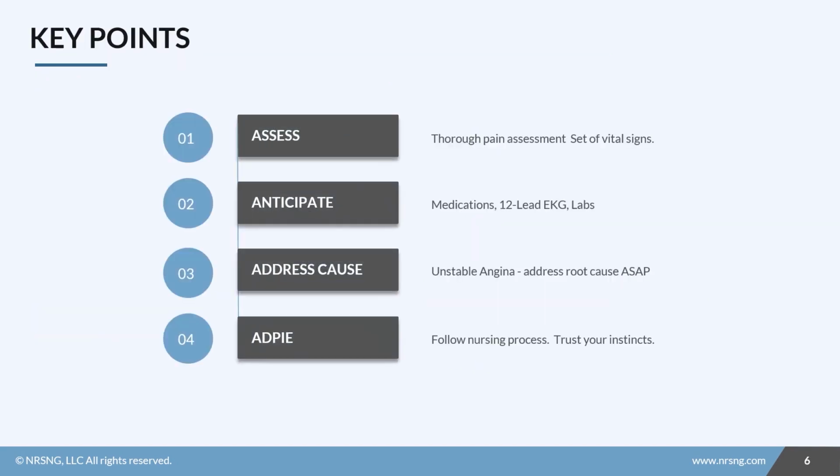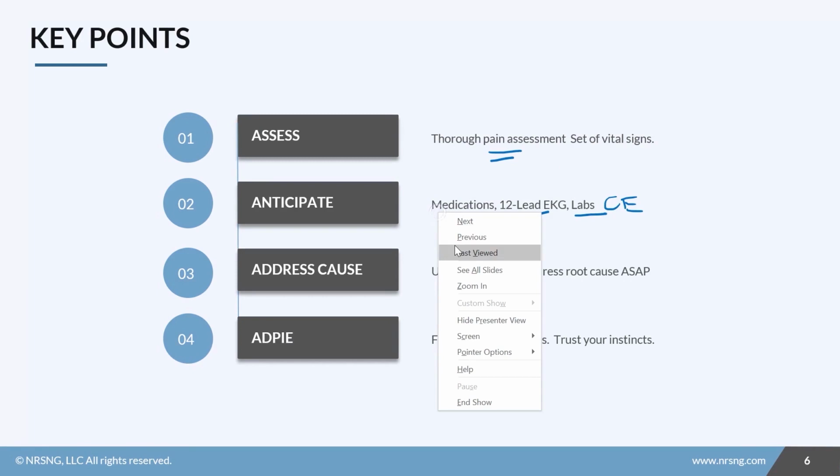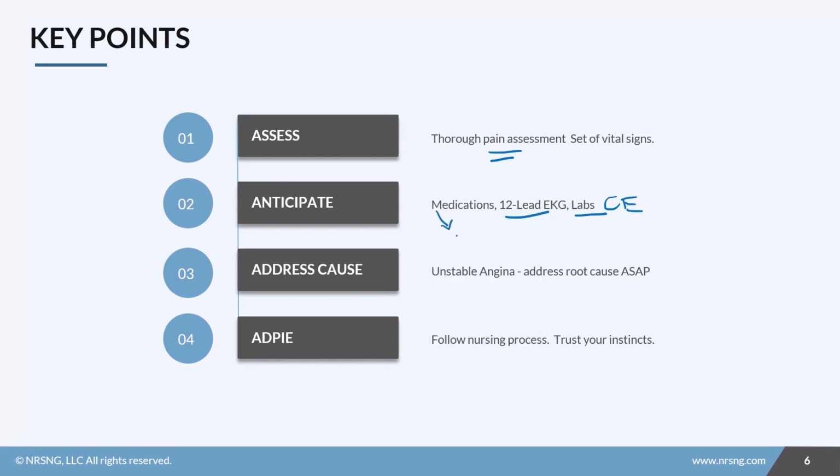Remember, when a patient's having chest pain, a thorough pain assessment is going to get you the most information that you need and a good picture of what's happening with your patient before you call the provider. Anticipate what they might order. They're going to order a 12 lead. They're probably going to order cardiac enzymes. And then as far as medications and interventions, we're looking at things like MONA.